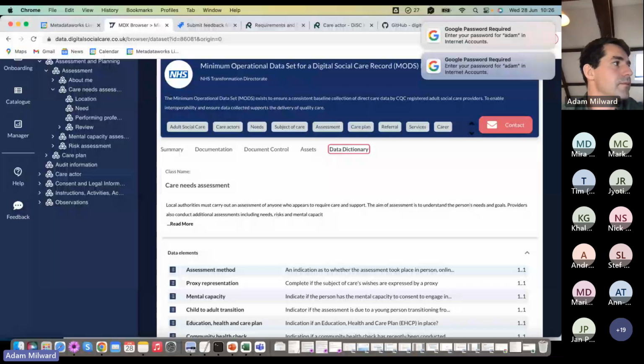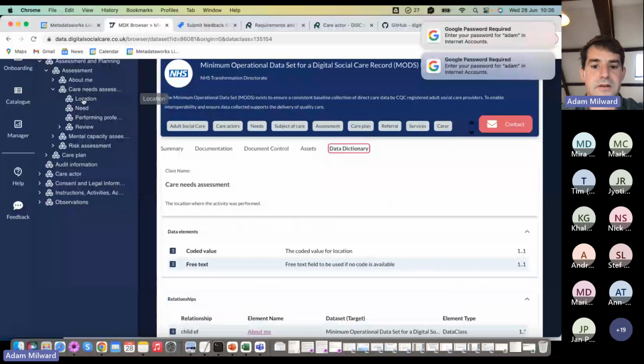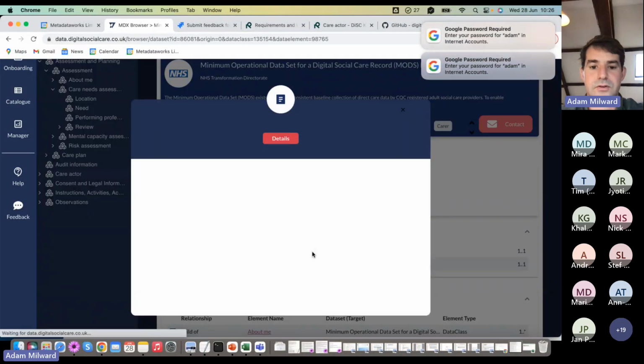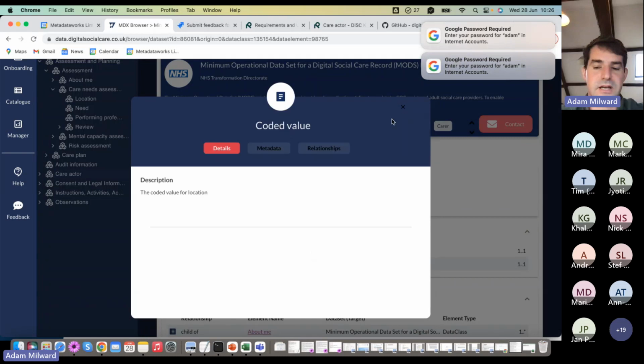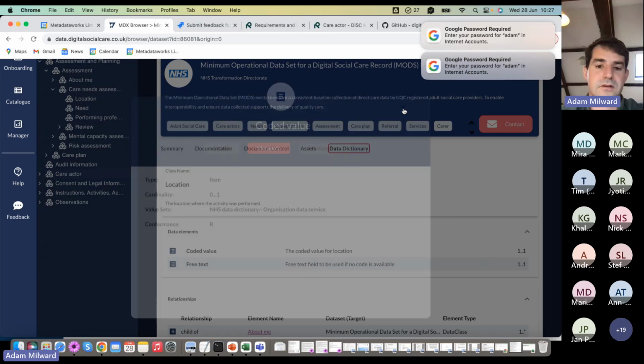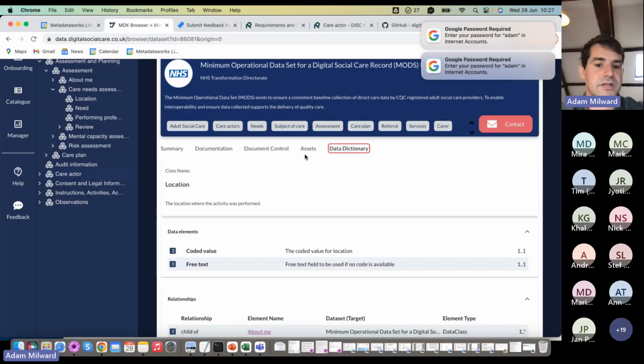The location, and again, we've got the idea of a coded value for the location and some free text. I think the comment was, could we have locations that don't have ODS codes where the care needs assessment happened? And should we have the coding standard for that location, rather than just saying we've got ODS codes, should we have a list of coding standards you can use?